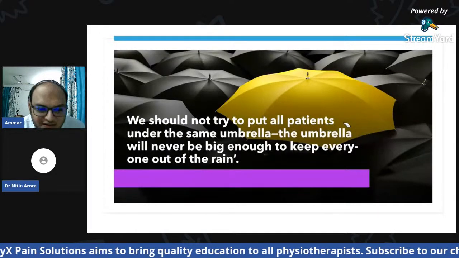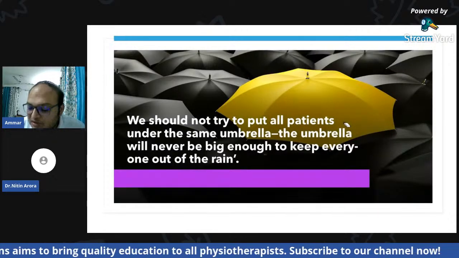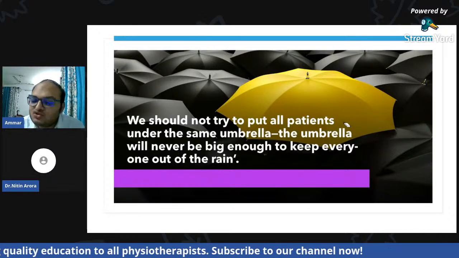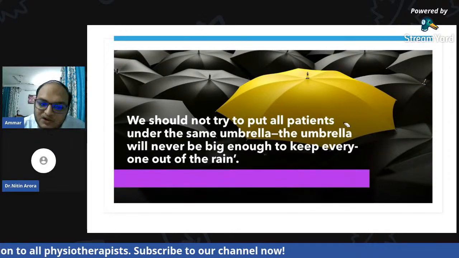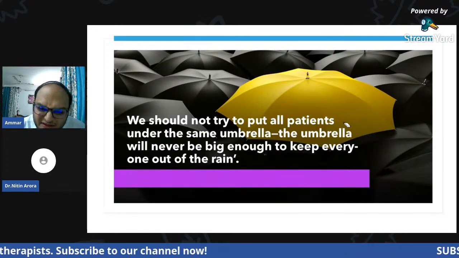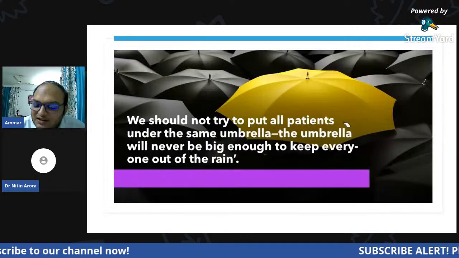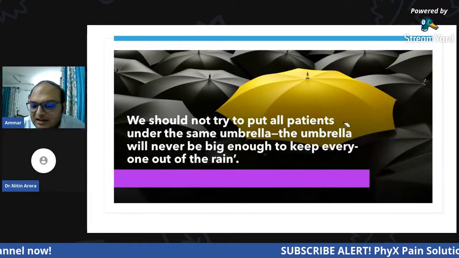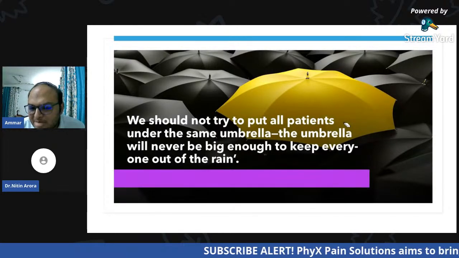Considering the group, I've kept it as basic as possible, so it is useful for all of us. Right? We all see patients, and if at least we stick to this, right? I believe we will be able to see patients much better.